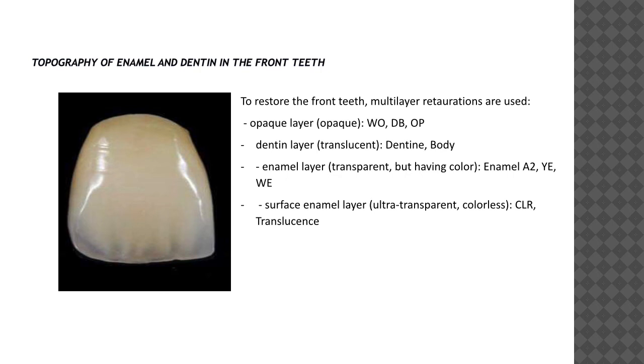To restore the frontal teeth, multi-layer restorations are used. With an opaque layer, which is blocking the light, the dentinal layer, which is translucent and has some degree of transparency, and the composite used for it are called the dentin or body composites. The enamel layer is transparent but having color, is usually enamel A2, yellow enamel or white enamel, and surface level enamel is ultra-transparent and colorless.